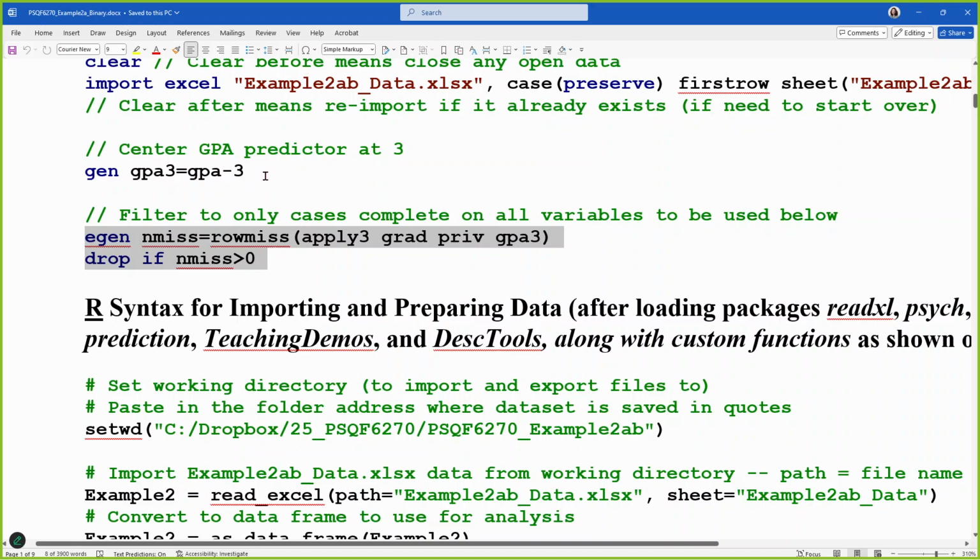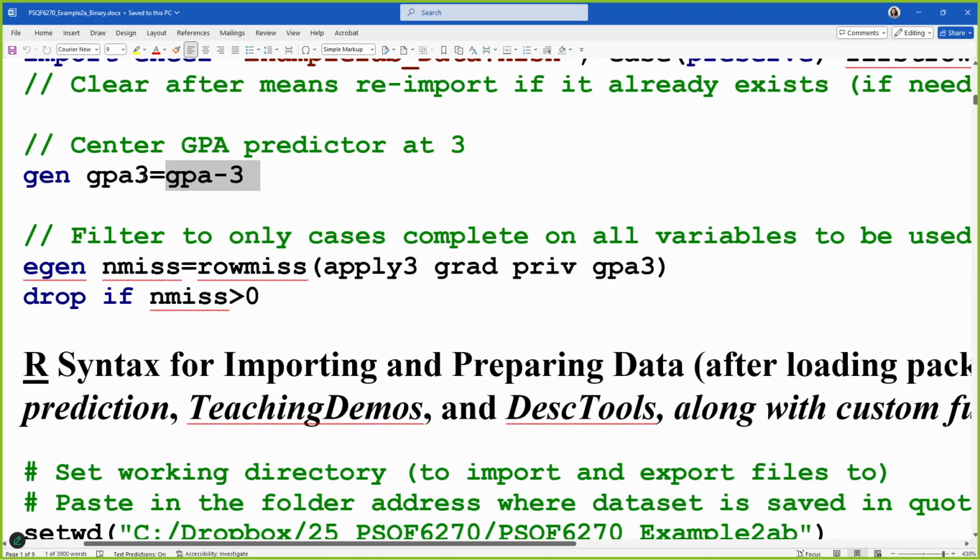So in Stata, to make a new predictor is a gen statement where I say new equals old, okay? So note that I have renamed it GPA3 so that I don't overwrite that column. If you put the same name in both spots, every time you run this code, you're going to subtract 3 again, and again, and again, and it's going to be very, very far away from what it was initially.